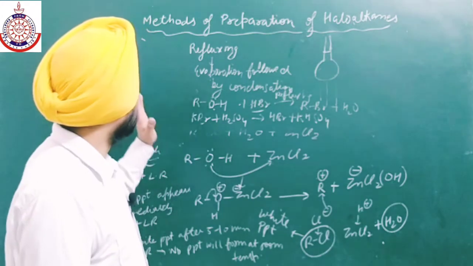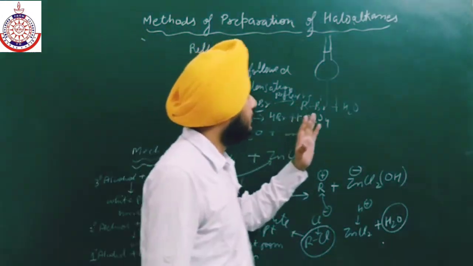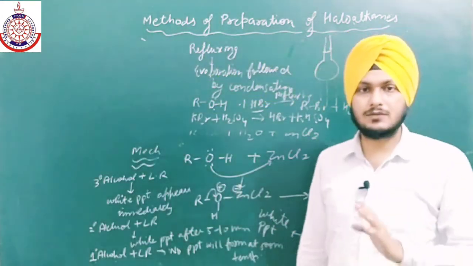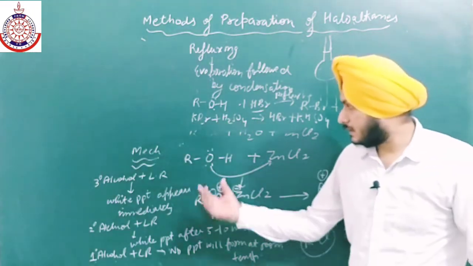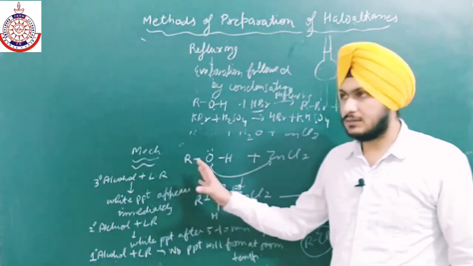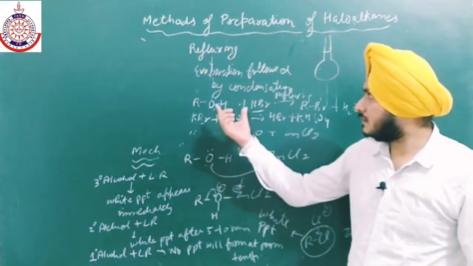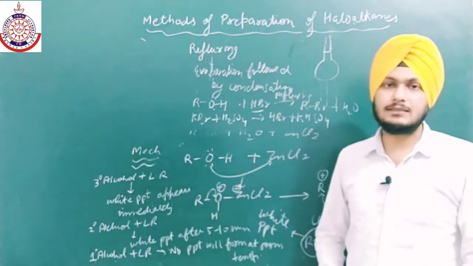So this is all about the preparation of alkyl halides from alcohol by the action of halogen acids. And in this method, we have also studied the Lucas reagent test.